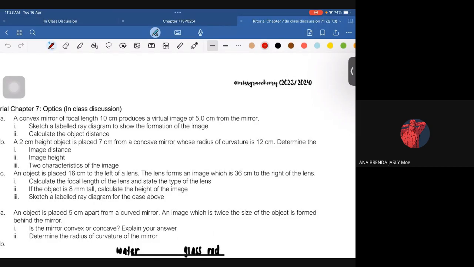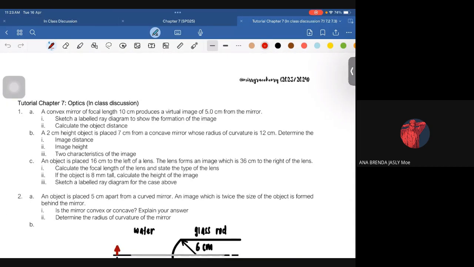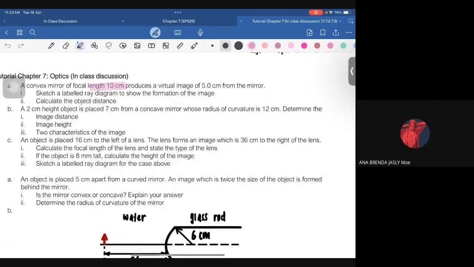Okay. So for the first question, we have a convex mirror. Given is the focal length, 10 centimeter, produces a virtual image of 5 centimeter from the mirror. The first question asks us to sketch a labeled ray diagram. Yang ini saya tidak buat. Kamu refer nota balik lah, just make sure kamu pandai buat. And then the second one, we have to determine the object distance.